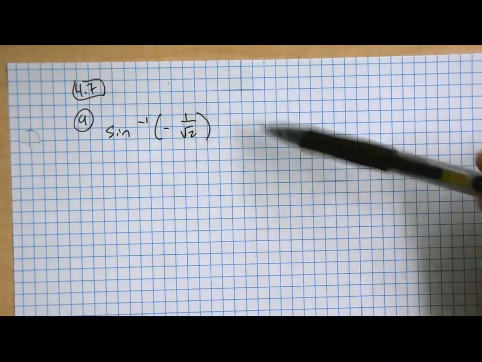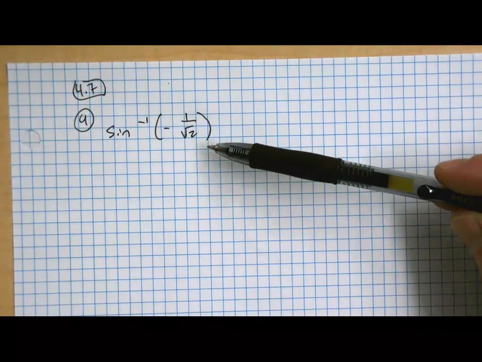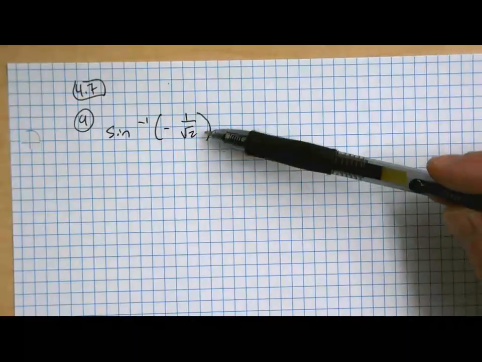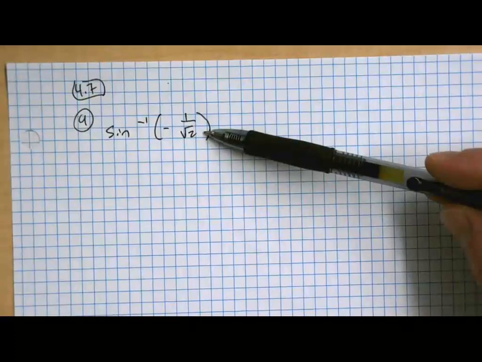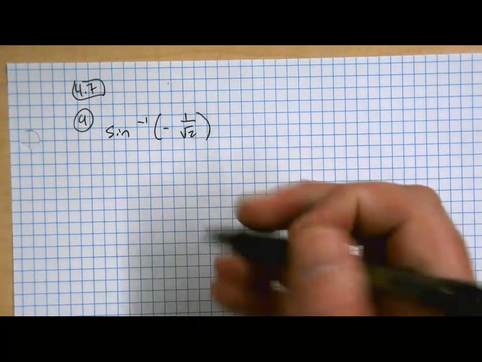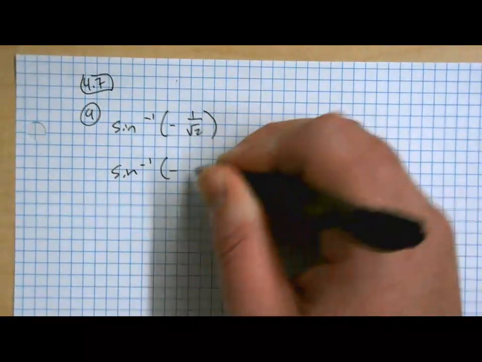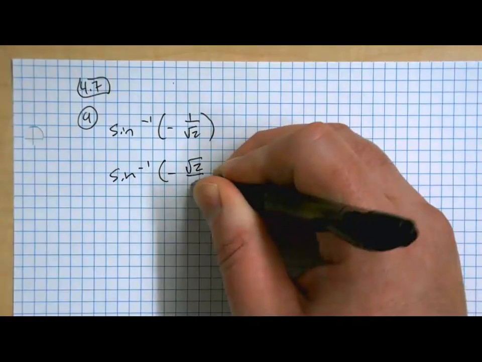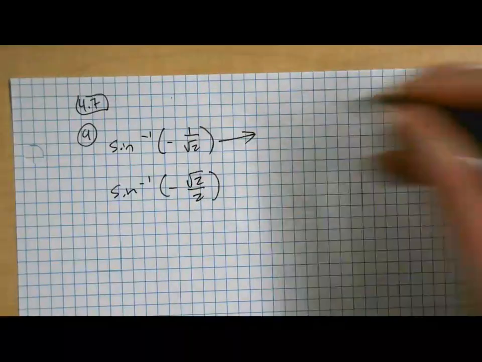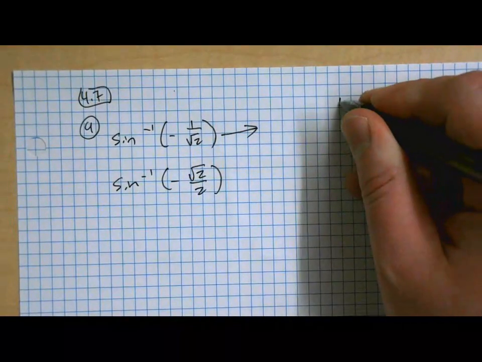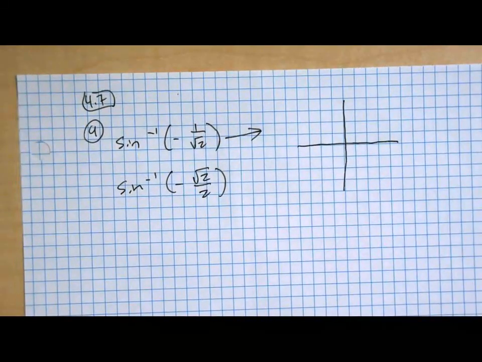If I put something like this on the test and I don't rationalize it, the reason I'm doing that is not to be two-faced about the whole thing, but because it'll make it easier for you to spot the triangle. A more difficult version of this would have been for them to say, find the inverse sine of negative root 2 over 2, which is the same thing. But this way is a little bit easier because the numbers that you put on your reference triangle will be more familiar to you.